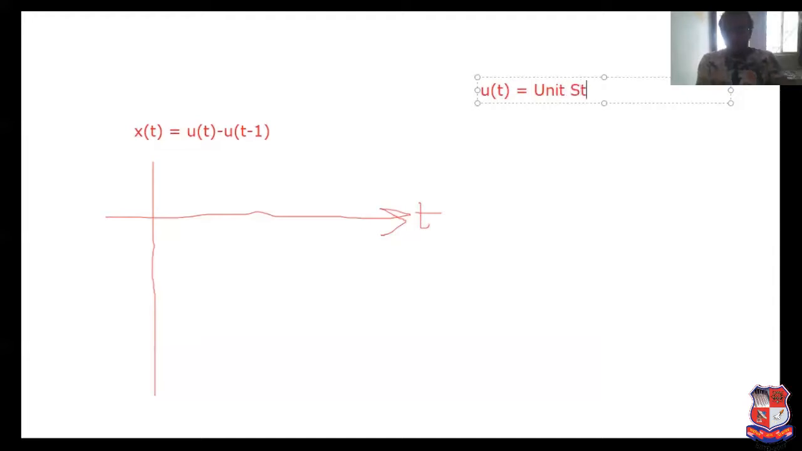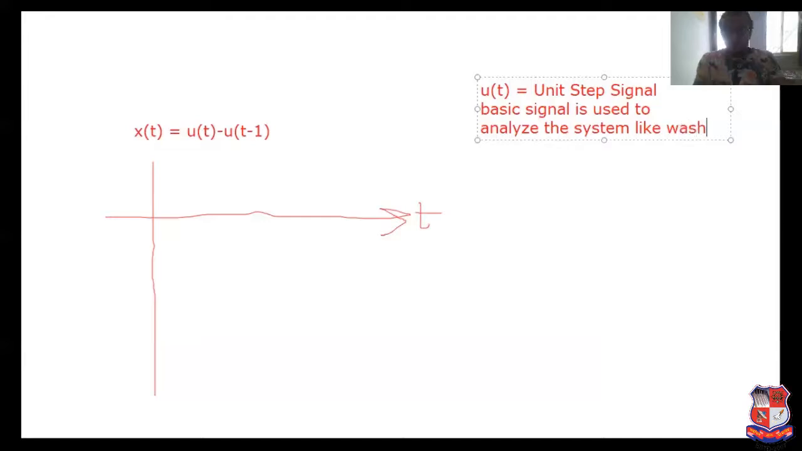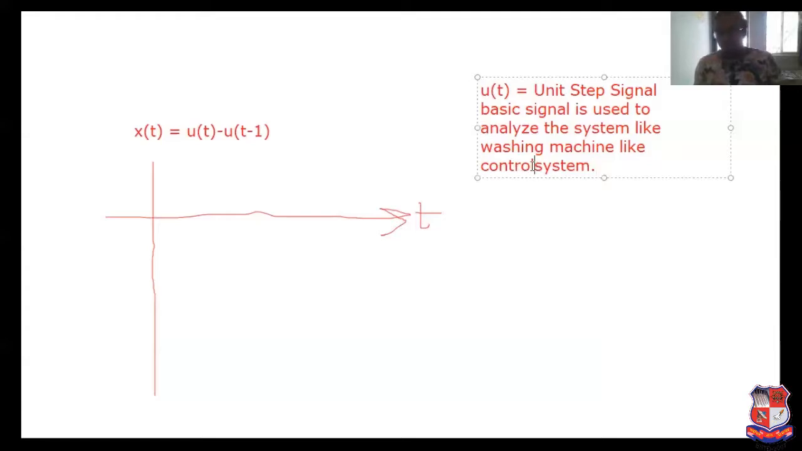U of t is equal to unit step signal. U of t means unit step signal, a basic signal used to analyze the system, like a washing machine, like a control system, any control system that can be represented in terms of a model. At that time, the unit step signal is required as a basic signal, or we can say elementary signal.